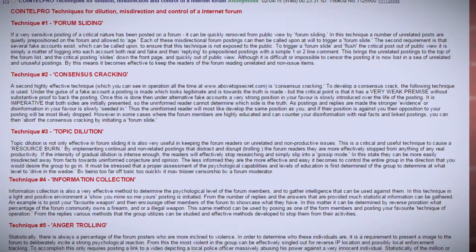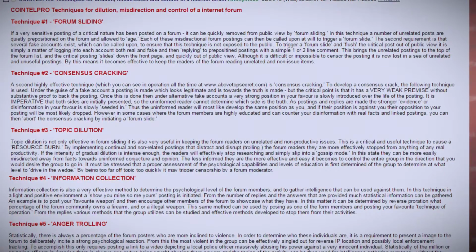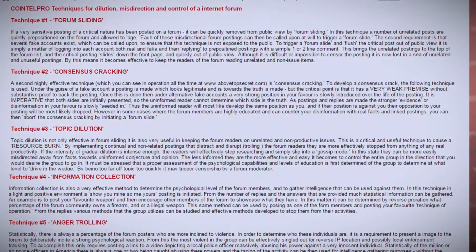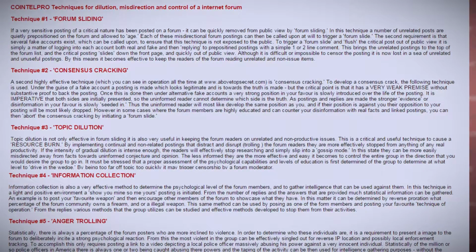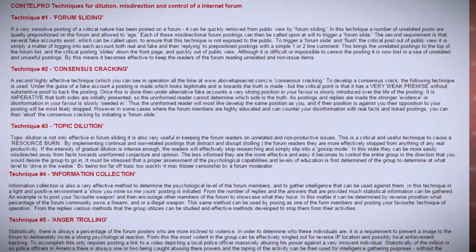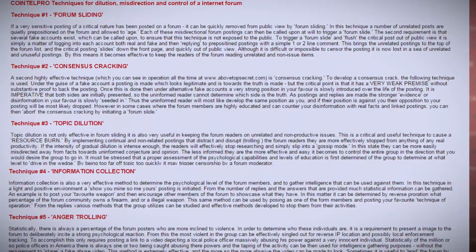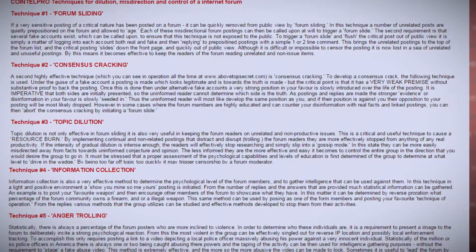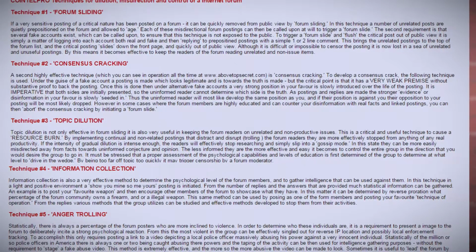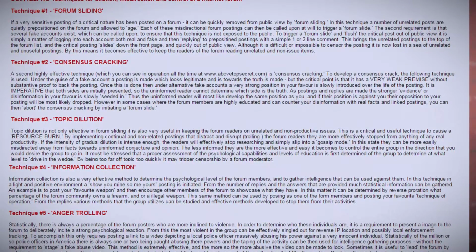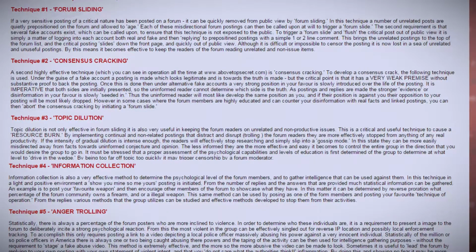To trigger a forum slide and flush the critical post out of public view, it is simply a matter of logging into each account, both real and fake, and then replying to pre-positioned postings with a simple 1 or 2 line comment. This brings the unrelated postings to the top of the forum list, and the critical posting slides down the front page and quickly out of public view.